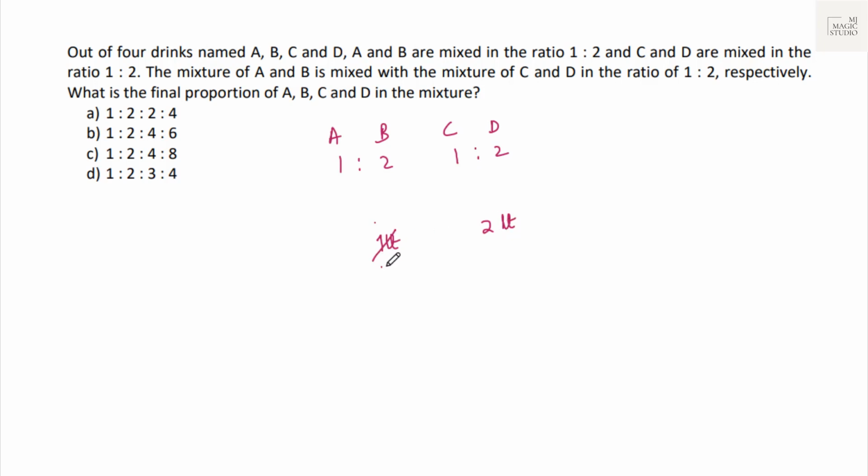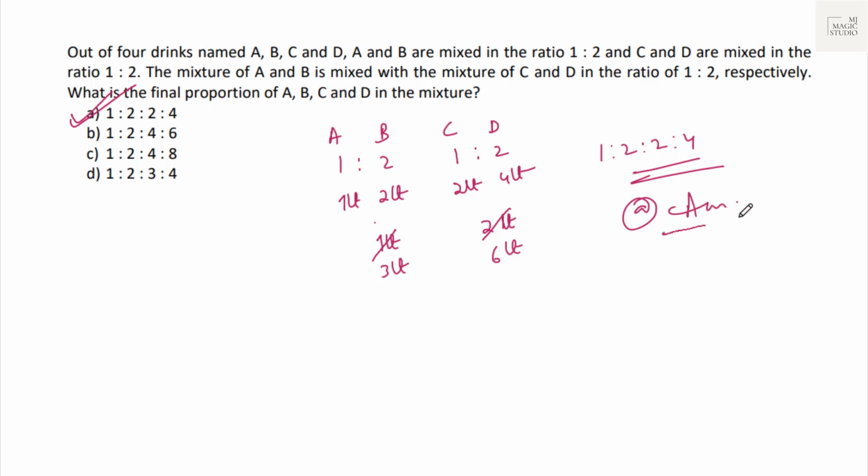This is 2. So let me take this 3 liters, easy to calculate, and this 6 liter. So out of 3 liter, A is 1 liter, B is 2 liter. In 6 liter, C's proportion is 1/3. So that will be 2 liter and D will be 4 liter. So the final ratio of A, B, C, D in the mixture would be 1:2:2:4. That is in option A.